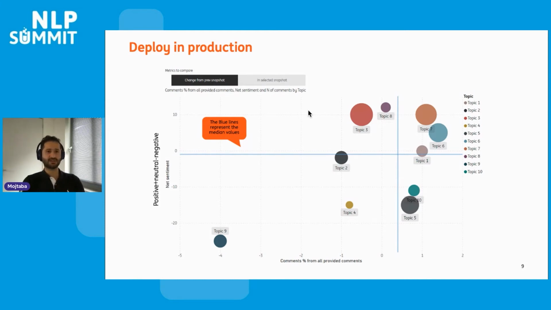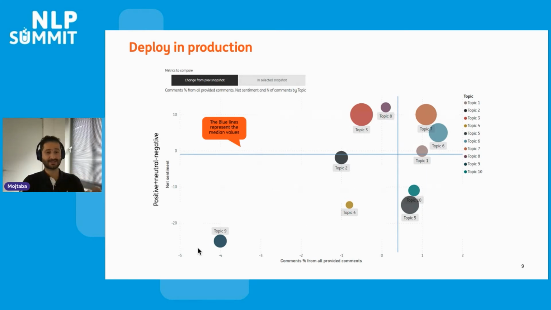Blue lines basically represent the median values for net sentiment and number of comments. What you see here is a comparison of the same topic from last month and this month. And how do you read this picture? For instance, topic 9, on the bottom left: net sentiment decreased quite a bit with respect to last month. And the number of comments also decreased, -4%, as you can see here. So that's how you can read each circle in this plot.